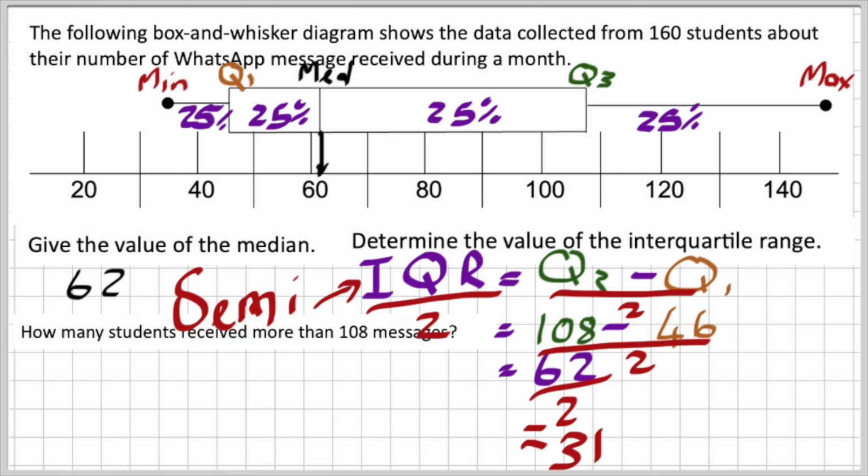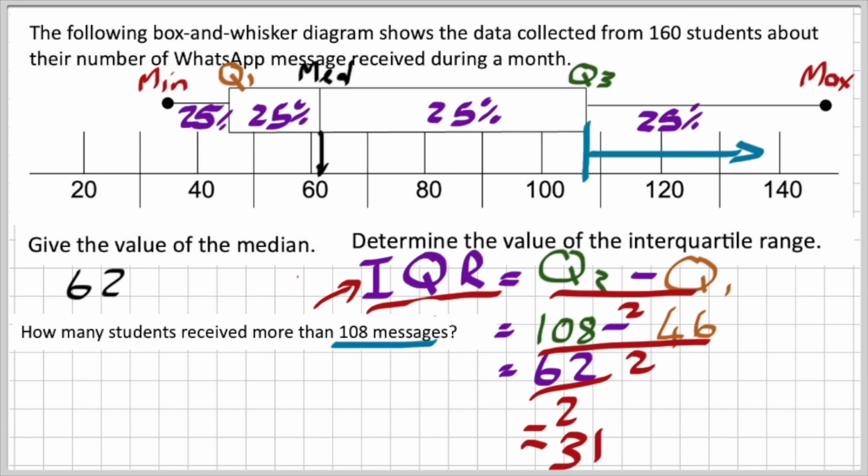Then the next question, ladies and gentlemen, is determine how many students received more than 108 messages. First of all, let's look on my diagram, where's 108? Well, it's there. Oh, beautiful, that's my Q3. So how many kids received more than that? Very important, the question is not percentage, but how many.